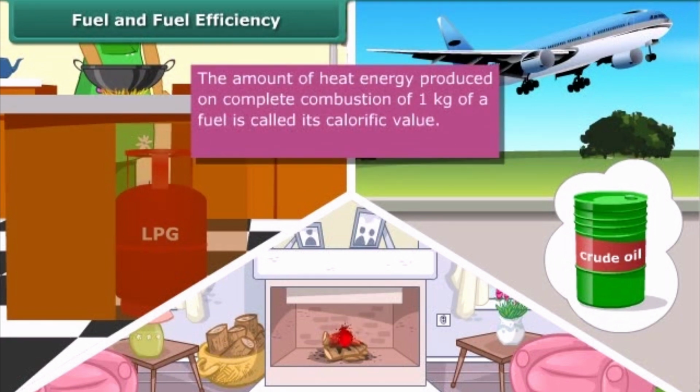The amount of heat energy produced on complete combustion of 1 kg of a fuel is called its calorific value, and it is expressed in a unit called kilojoule per kg. The calorific value of LPG is more than wood or coal. That is why LPG is a more efficient fuel than wood or coal.